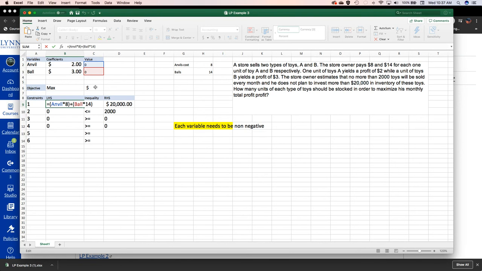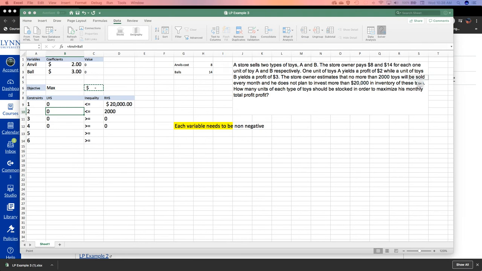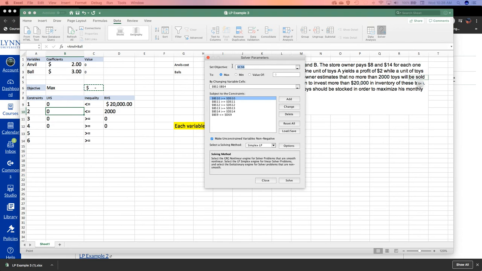So the number of anvils times the cost of the anvil, plus the number of balls times the cost of the ball, has to be less than or equal to 20,000. And then we have 0 for the non-negatives, and now we can begin our process. So let's go up to the data, solver, okay. And this time we're going to set again objective C.